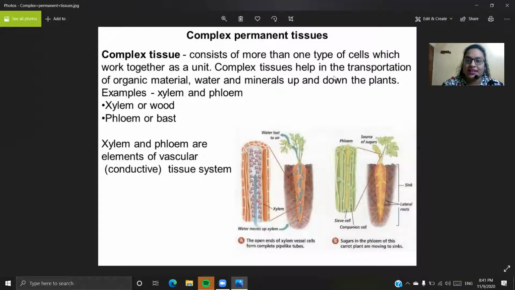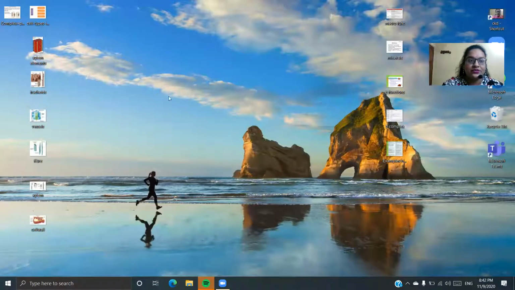They help in the conduction or transportation process. It might be the water and minerals, or it might be the organic materials like glucose, which is synthesized during photosynthesis and has to be conducted. Those are conducted by these complex permanent tissues. The complex tissues are the xylem and the phloem. Together they are called the vascular or conducting tissues. In this video, children, I'm going to introduce you to the xylem.